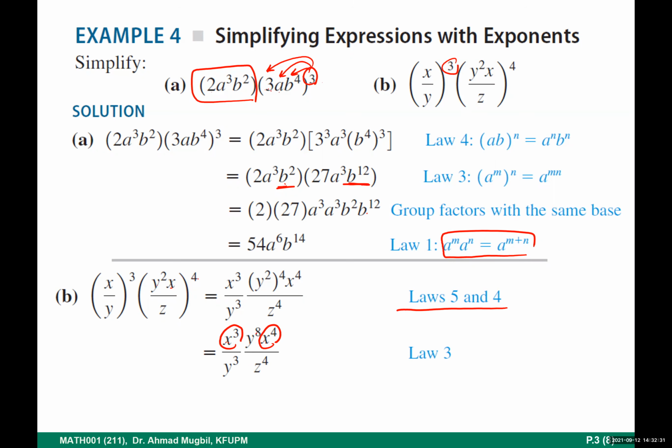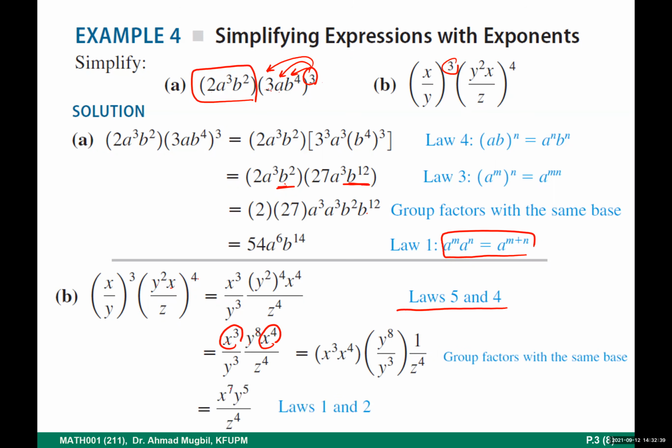And here you have also the same base, y to the power 8 over y to the power 3. It will be y to the power 5. And the final answer will be x to the power 7, y to the power 5, z to the power 4. If this power, for an instant, was negative, it would go down, but it is positive. So it is important when you simplify to ask yourself about the final answer: is it in the numerator or the denominator?